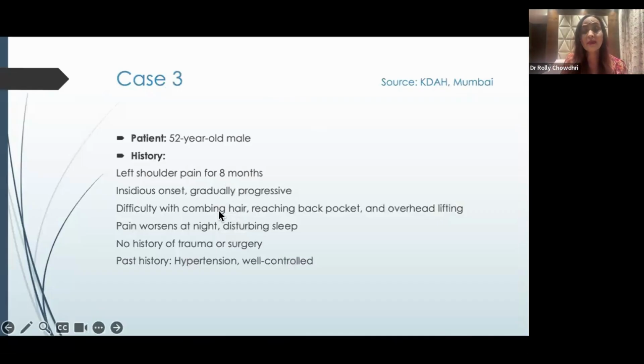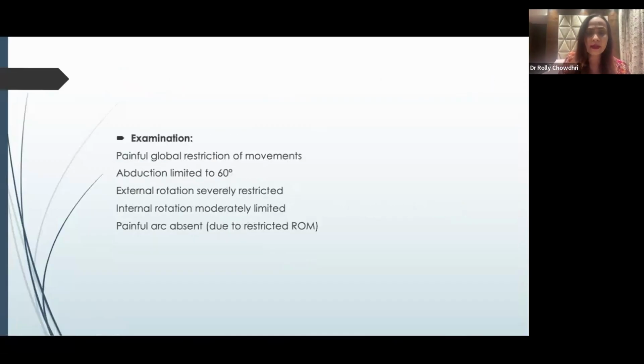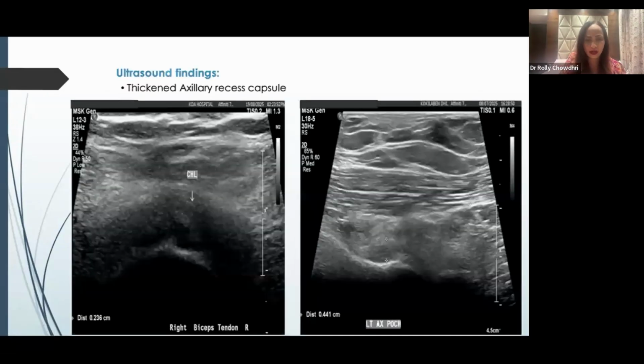Again, the patient comes to us when they are finding difficulty in day-to-day activities like combing hair, reaching the back pocket, doing their normal functions, as restriction of the shoulder is starting. Pain again at night, and they will not give any history of trauma. In this patient, there was a global restriction of movements. External rotation is severely gone.